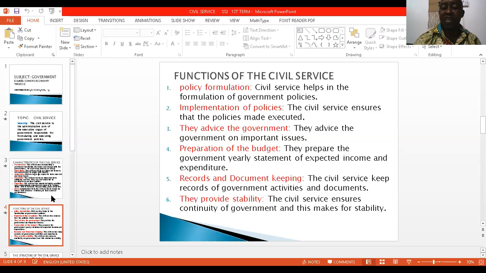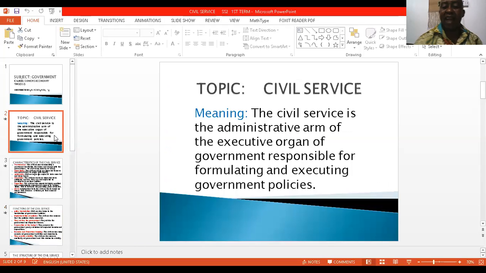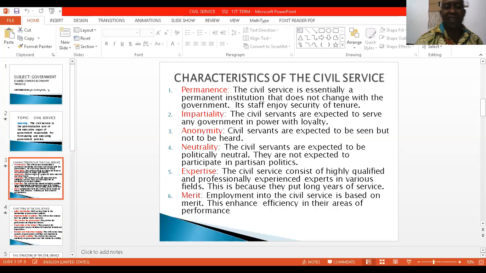Okay, don't forget we are treating the topic civil service. This is government class, exercise 2, government precisely. We are teaching the topic civil service. We said that civil service is an administrative arm of the executive organ of government, responsible for what? Formulating and executing government policies. We discussed the characteristics of the civil service: permanence. Its staff enjoys security of tenure.